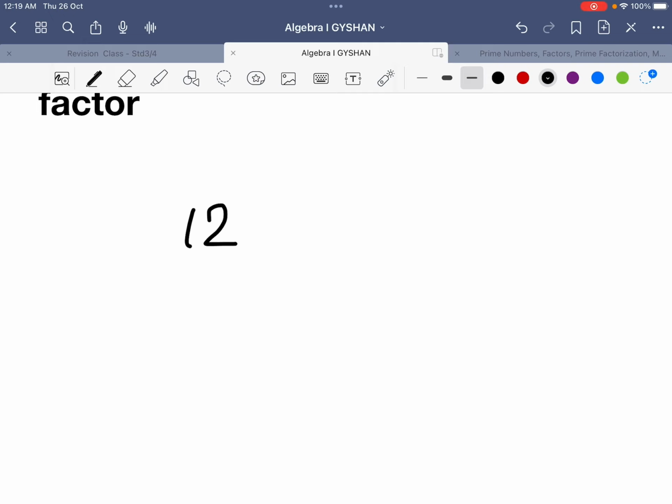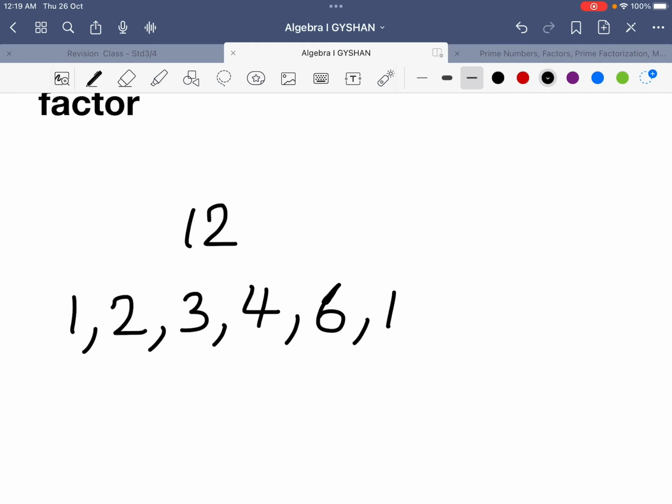So we know that 12 can be divided by 1. So 1 into 12 is 12, so that's a factor. 2 into 12 is 6, so 2 is a factor. 3 into 12 is 4, so 3 is a factor. 4 into 12 is 3, so 4 is a factor. 5 will give you a remainder, so that's not one. 6 into 12 is 2, so 6 is a factor. And the last factor is 12. So 1 and the number is always a factor of the number.